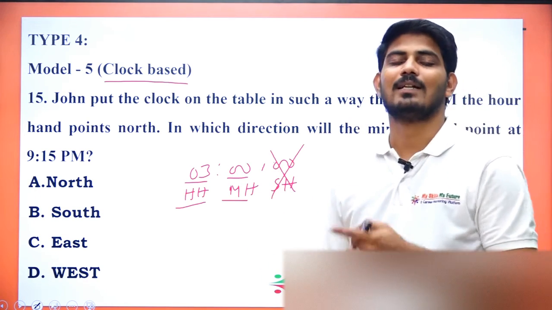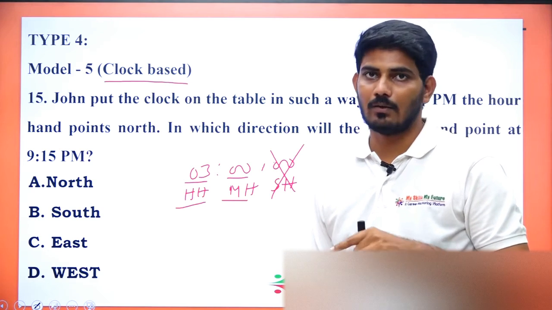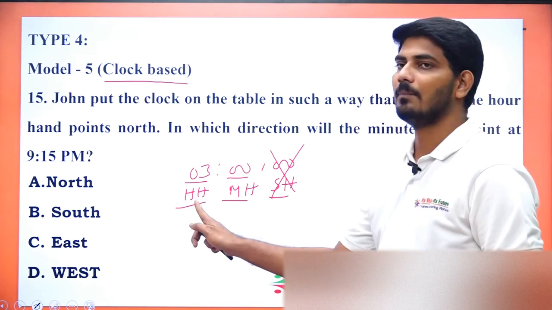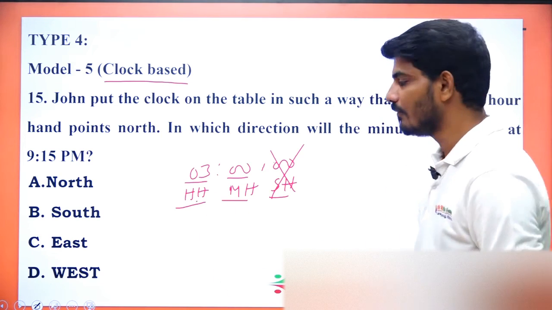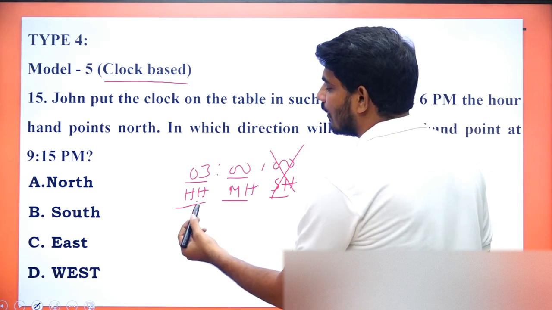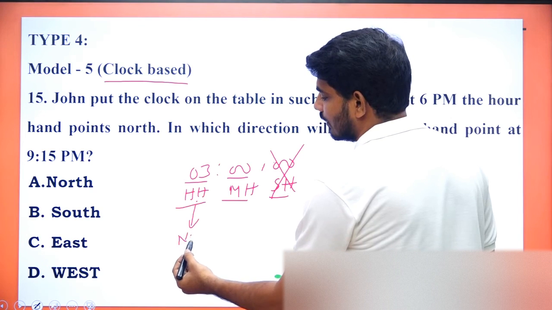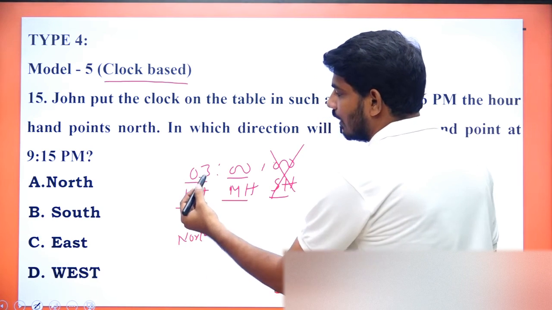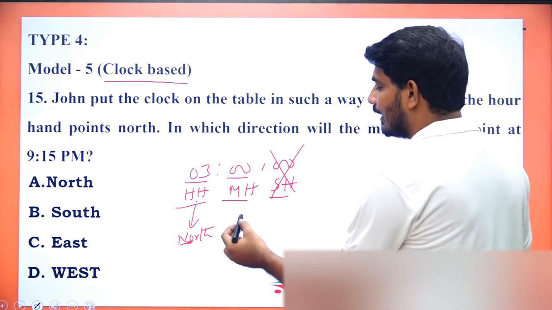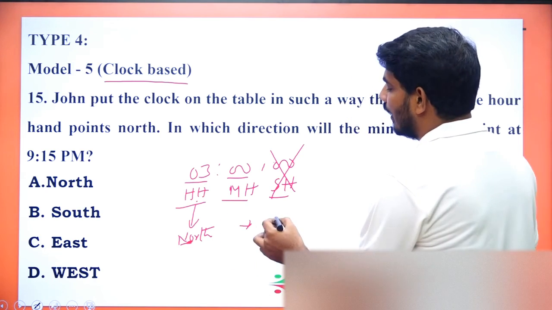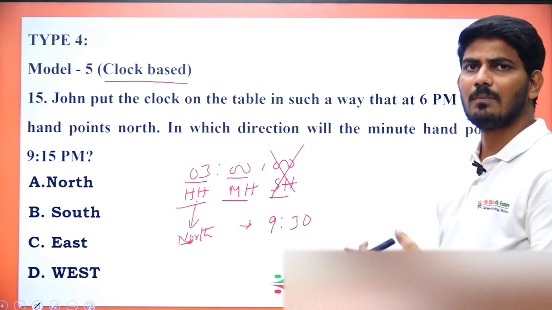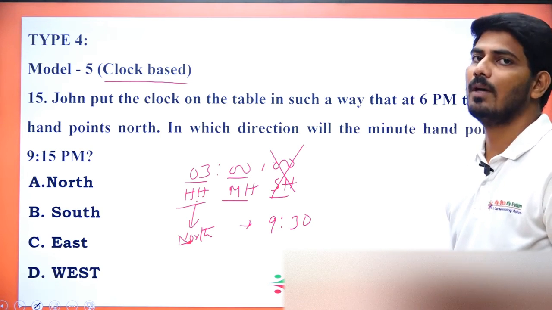Why? Because the seconds hand of a clock is continuously rotating. That's why we are not considering the seconds hand. We consider only the minutes hand and hours hand. Suppose at 3 o'clock, the hours hand of a clock is facing in north direction. At the same time, at 9:30, AM and PM are both the same, because in the clock we see only 12 hours.